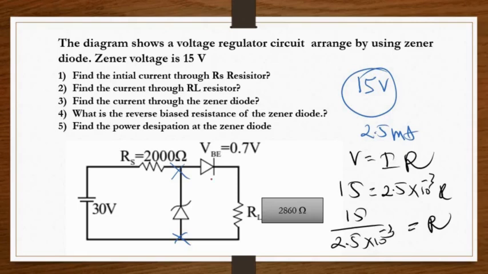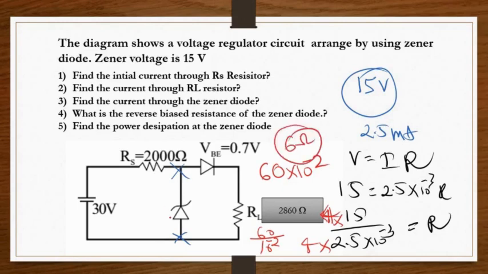For simplification, I'll multiply the numerator by 4 and the denominator by 4. Then I can easily get a value of 10 here. See? 4 into 2.5 is 10. 10 into 10 to the power minus 3 is just 10 to the power minus 2. 4 into 15 is 60. So I write it here, 60 into 10 to the power minus 2. Yes, it's 6 ohms, right? So we have our fourth answer, 6 ohms.